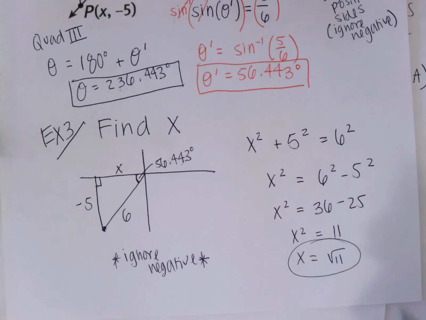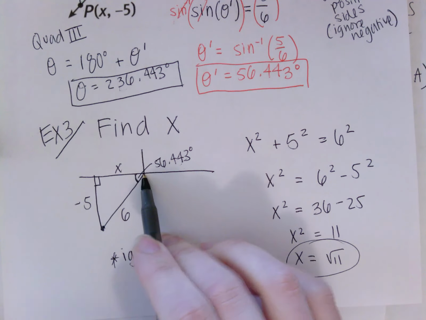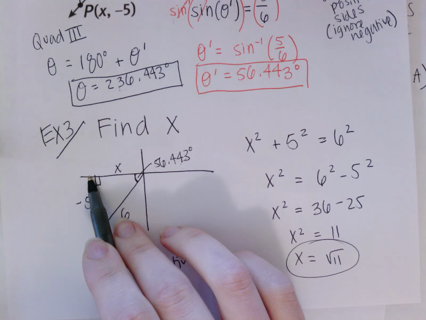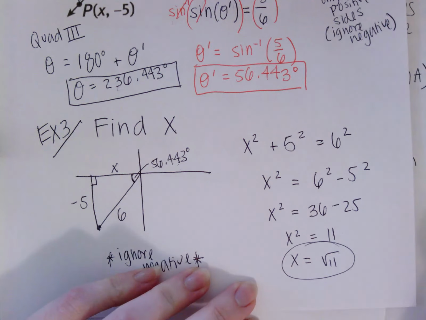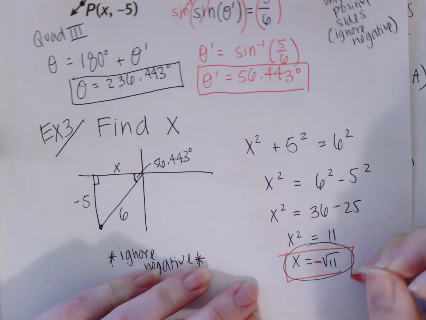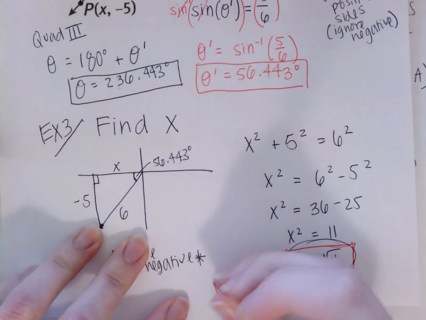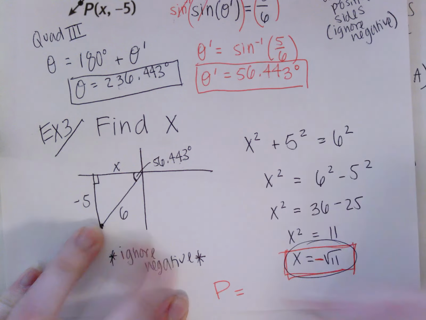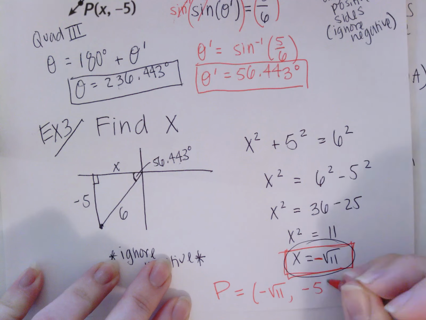Oh, but we have to check the reasonableness of our solution. Now remember, x is a coordinate plane value. Here's the origin. Notice that I'm going left. So that means because I'm on the left-hand side, that x has to be a negative number. Your math is not going to come out negative, but your answer is. X equals negative the square root of 11 because I was going to the left. That means that point P has the coordinates negative root 11, negative 5.